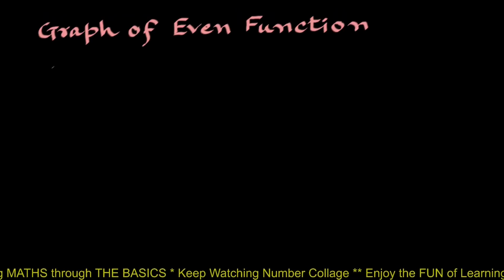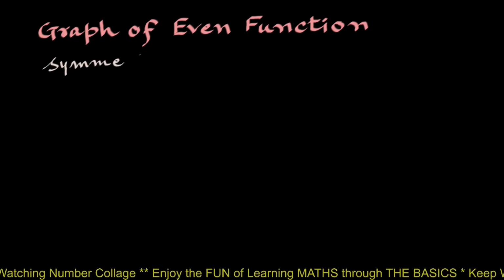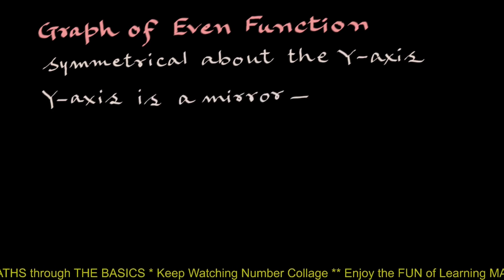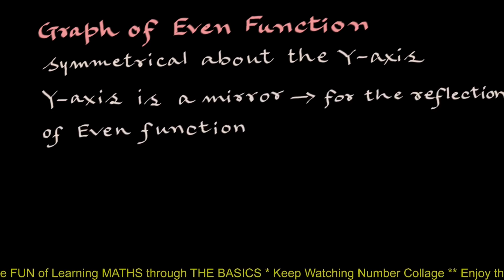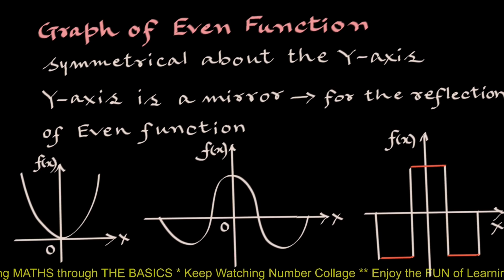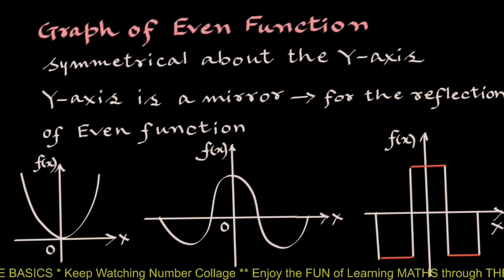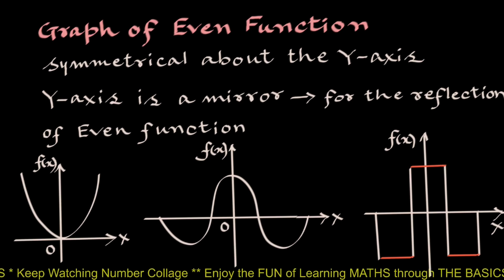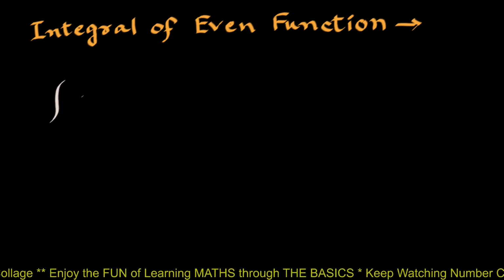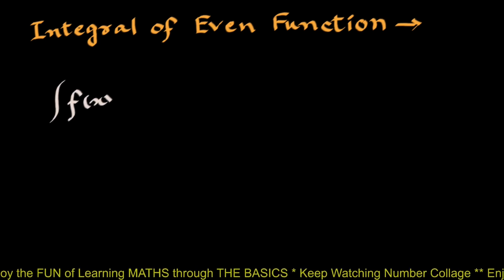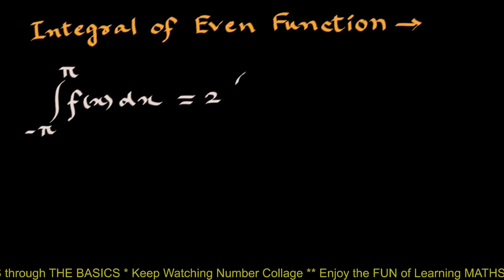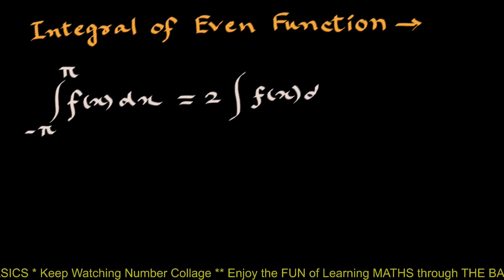Graph of even function is symmetrical about the y-axis. Here, y-axis is a mirror for the reflection of even function. Let us draw graphs of some of the even functions. These three graphs are those of even functions and they are symmetrical about the y-axis, that is about f of x axis. Integral of even function f of x dx from minus pi to pi is 2 times integral f of x dx from 0 to pi.